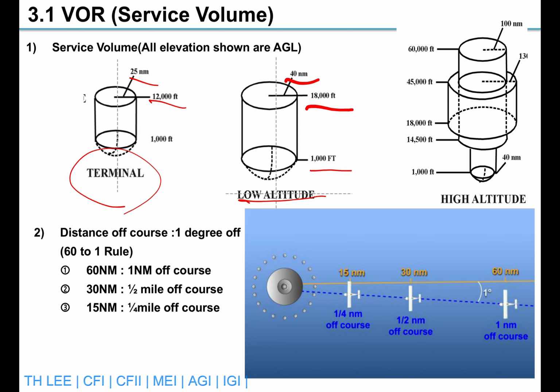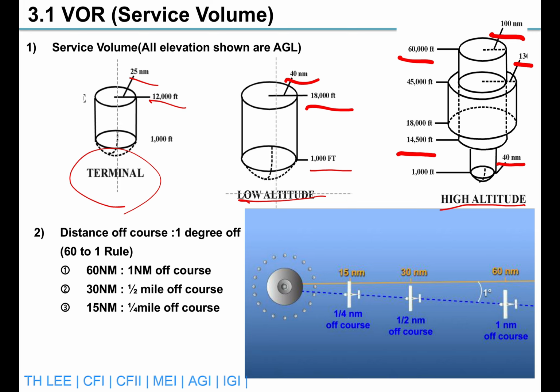A high altitude VOR provides varying ranges depending on altitude. Up to 40 nautical miles below 14,500 feet, up to 100 nautical miles between 14,500 feet and 18,000 feet, up to 130 nautical miles between 18,000 and 45,000 feet, and back to 100 nautical miles up to 60,000 feet.